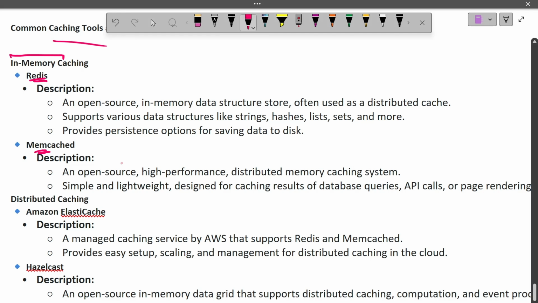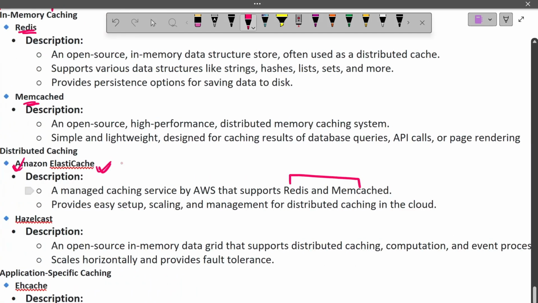Coming to distributed cache, the very popular one, used industry-wide, is Amazon ElastiCache. Although, whenever you want to switch to Amazon ElastiCache, you'll have to make a lot of code changes. ElastiCache also supports Redis and Memcache externally, so you do not have to worry about it. Hazelcast is also another distributed cache system which supports all of this.